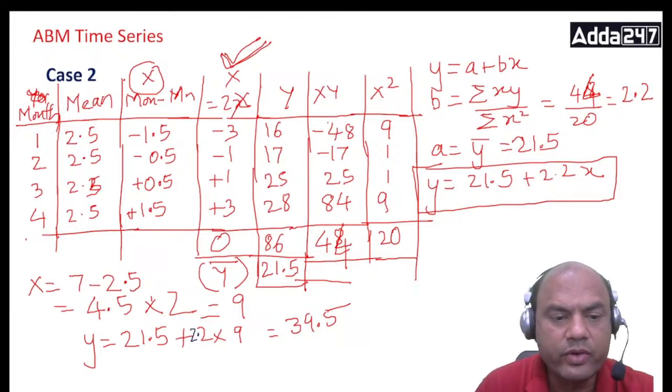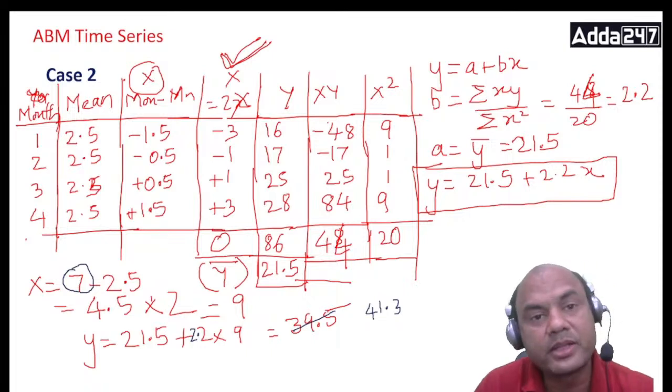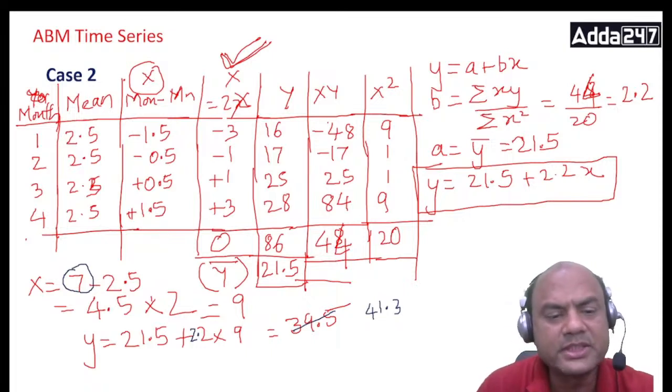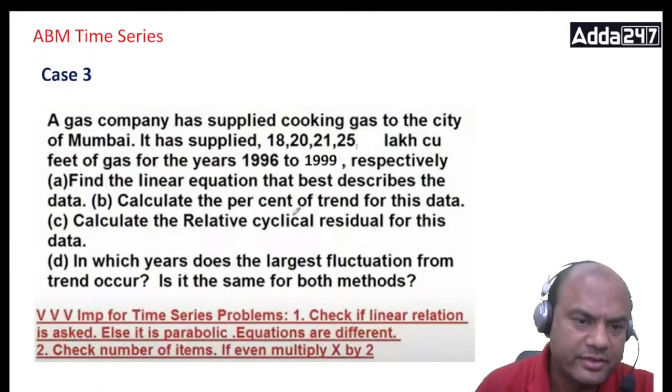So what is the answer? 21.5 plus 2.2 into 9, right? So you'll get this answer as 41.3. This is your sales in the 7th month. If they ask you for the 6th month, same thing: 6 minus 2.5. The 5th month, same thing. Simple. Last case.